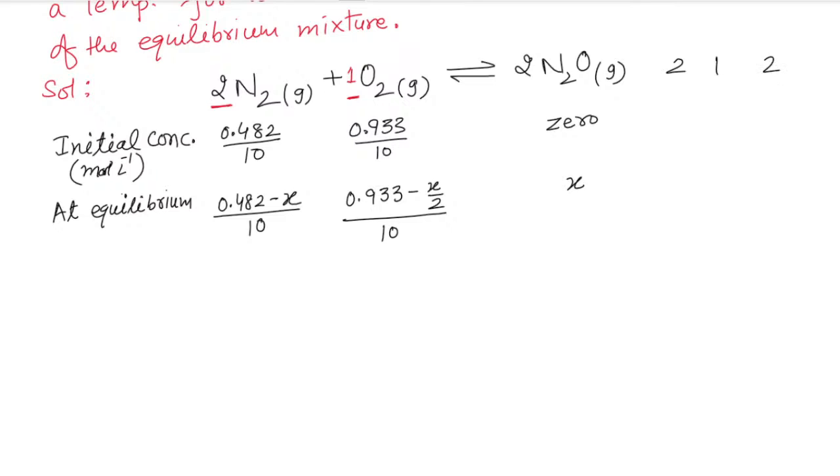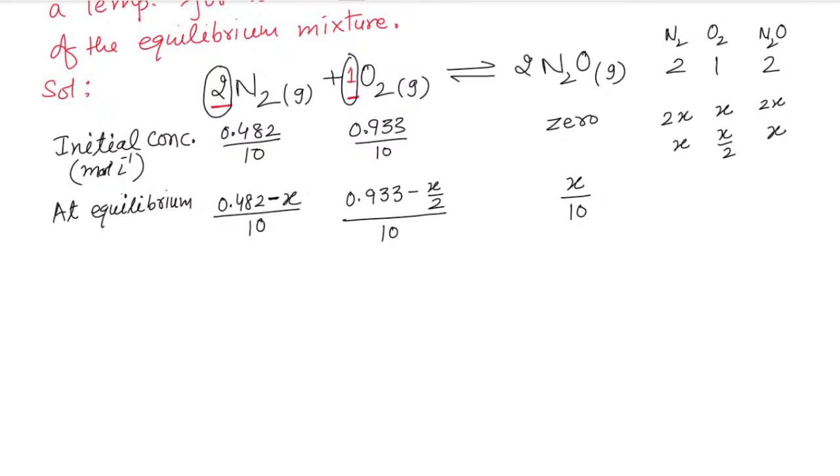2 moles of N2 react with 1 mole of O2 to give 2 moles of N2O. It is like this. So 2x moles of N2, then x moles of O2 to give 2x moles of N2O, or x moles of N2, x by 2 moles of O2 and x moles of N2O, right? It is moles, so concentration is divided by 10.